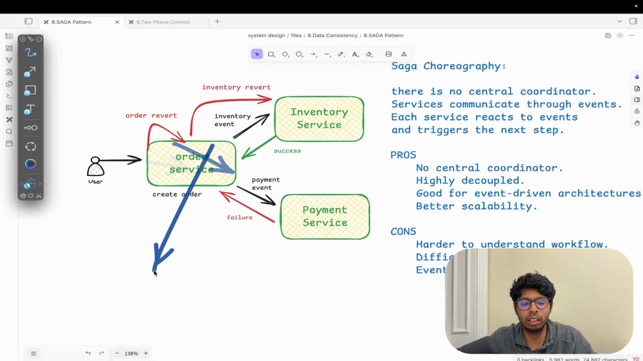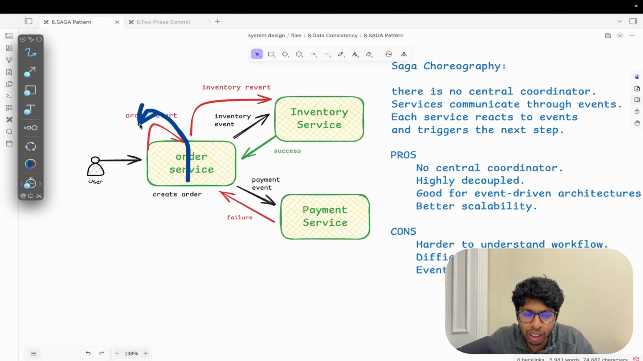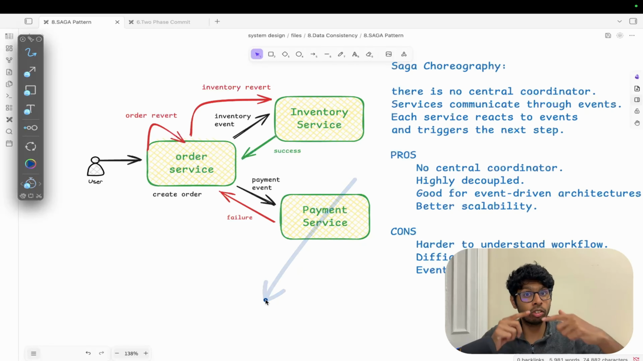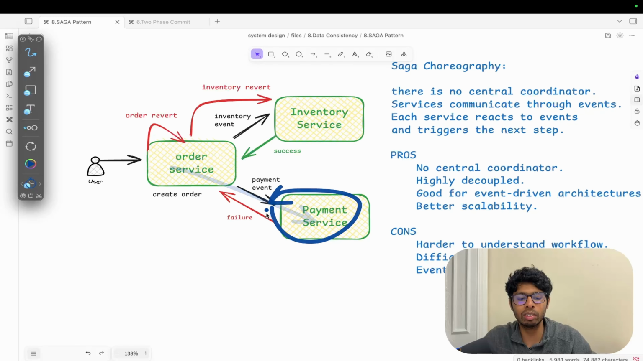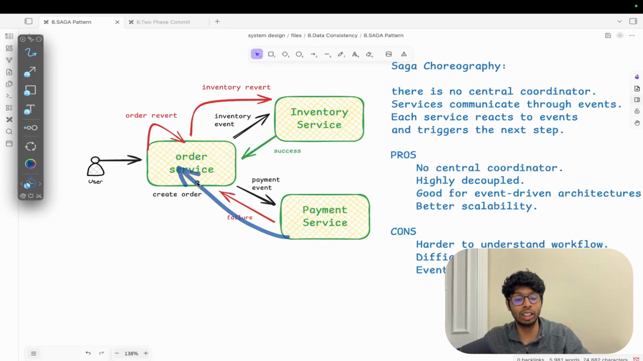And we will send one more event to the order service itself, that please revert that order as well, because payment has failed. Everything is working on events here, so it is going to be an asynchronous operation, it is not in sync. Because the order service sends the event of success, and when the payment service returns the failed operation, then we send the event to the inventory service.